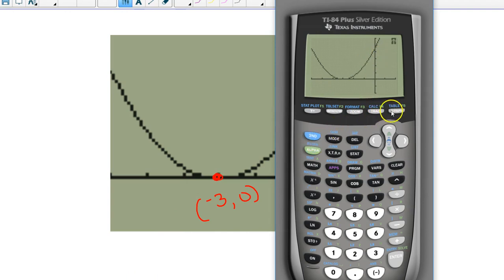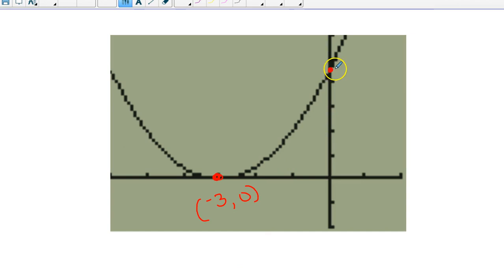I'll hit second and the table. You're seeing that when x equal to 0, y is 4.5. The other way of finding this y-intercept is to go to calculate, that is second, and hit trace. Find the value at x is equal to 0. Even that gives us the y-intercept. Okay, so y-intercept, x value is 0 and y value is 4.5 we have.